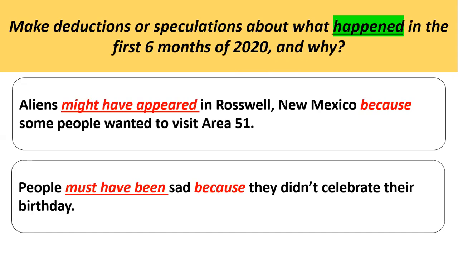In my case, I put these silly examples. Aliens might have appeared in Roswell, New Mexico because some people wanted to visit Area 51, for example. And people must have been sad because they didn't celebrate their birthday. So I'm making a deduction and I'm also making speculations about probabilities.